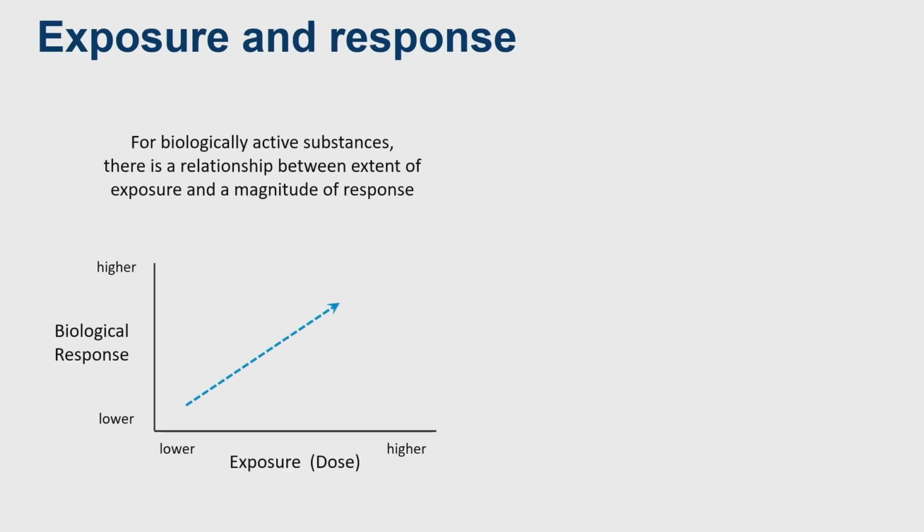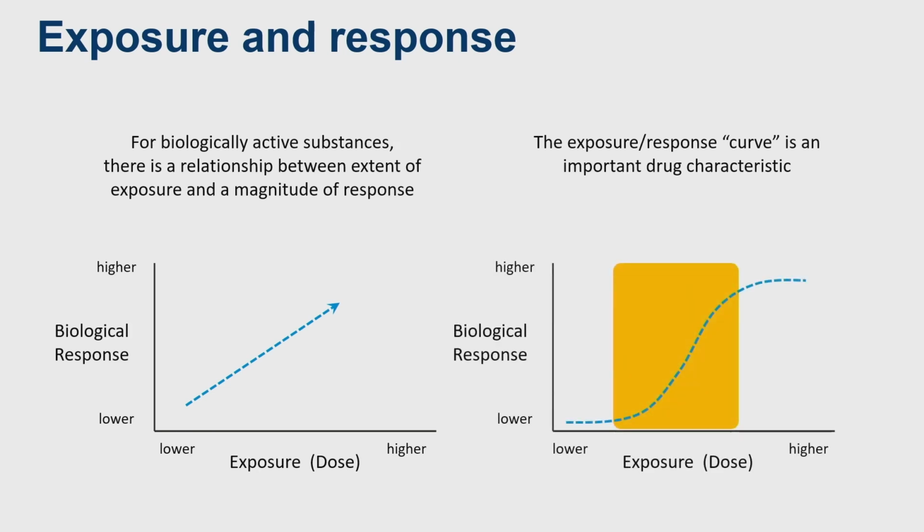For biologically active substances, there is this relationship between the extent to which the target is exposed and a magnitude of response. That's not as simple as this picture. We tend to think of these things as sigmoid curves. And there's an area that we're particularly interested in, this highlighted area, where as exposure increases, response increases. What we're going to talk about today is several aspects of this and how this really can be important in drug development.